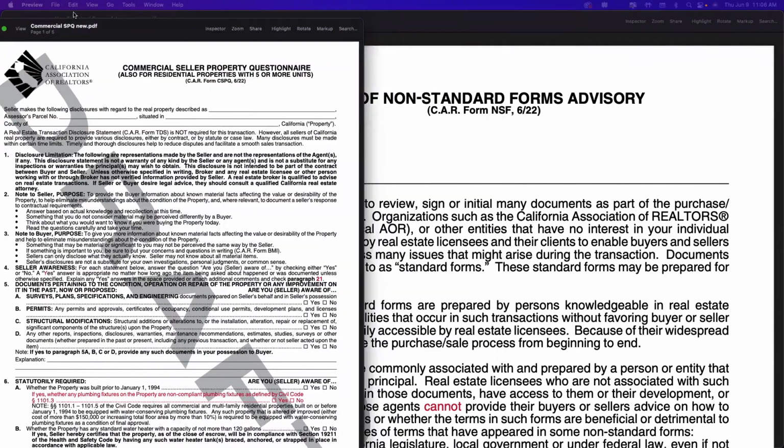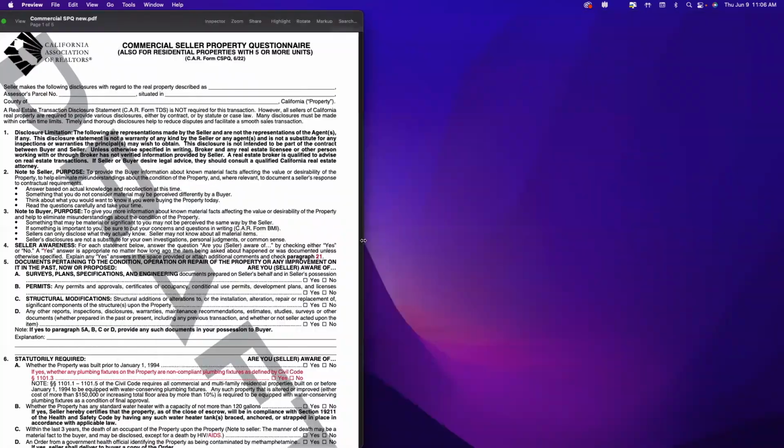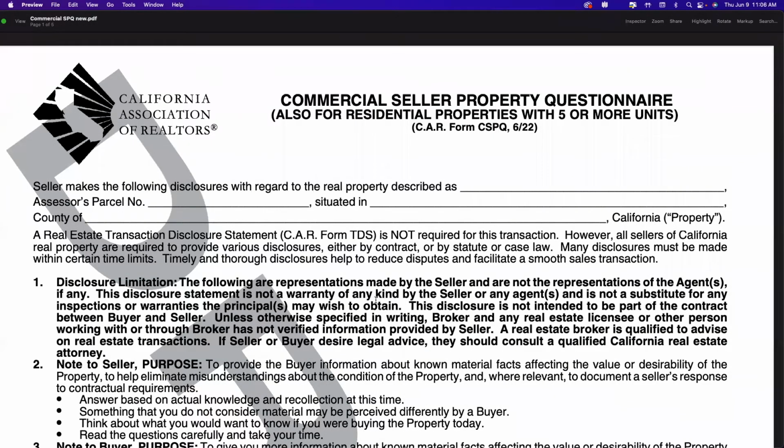And here it is. Hold on, let me get rid of this one. This is the Commercial Seller Property Questionnaire. So for those of you, the few of you that have done commercial deals, and I know that the majority of you, and the majority of our transactions here in this office, and I don't know about those that watch the YouTube videos, are residential. Some of you are doing commercial, and in a commercial sale, there are different requirements for disclosures.